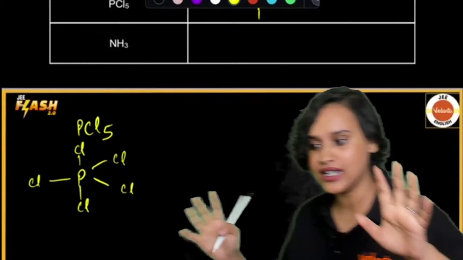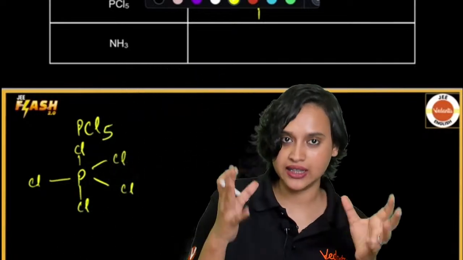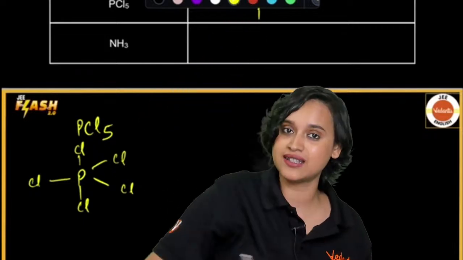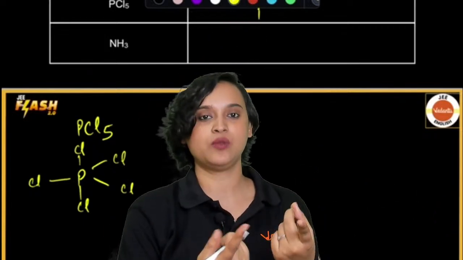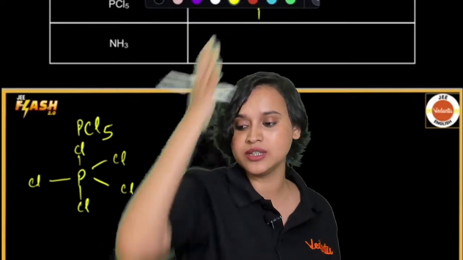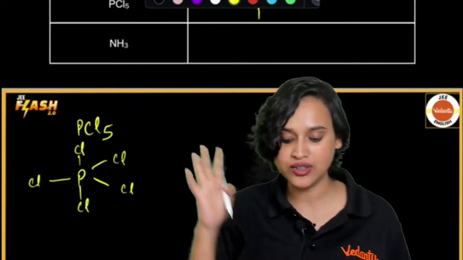You know what is axial and equatorial? Think of the earth. Earth has a north to south axis, and at the center, you have the equator. So whatever is here is your equatorial position. The top and the bottom are called axial. Yes, Rekha, you had asked. So now this is your PCl5.